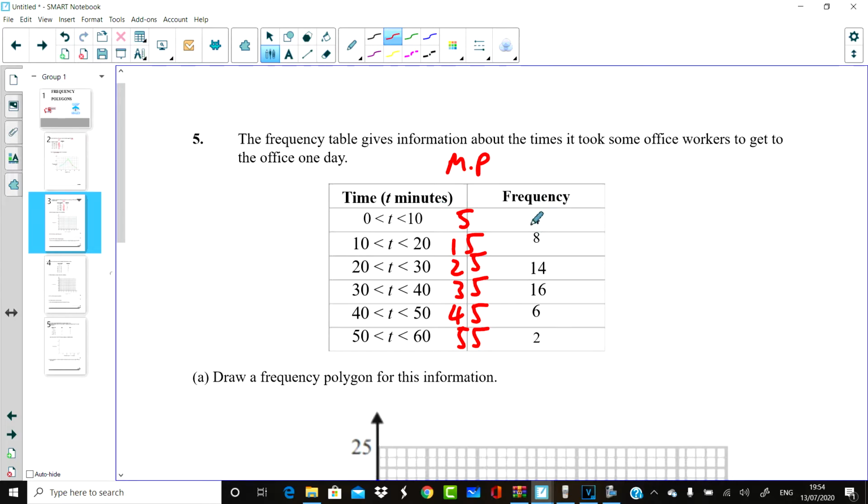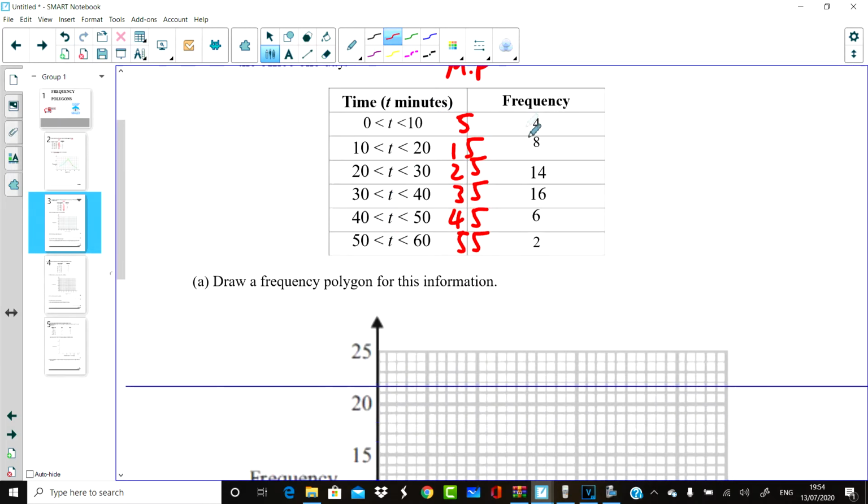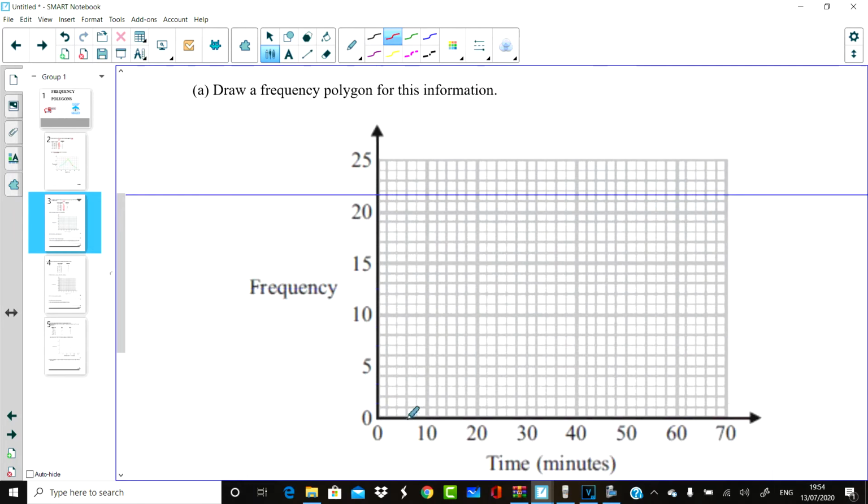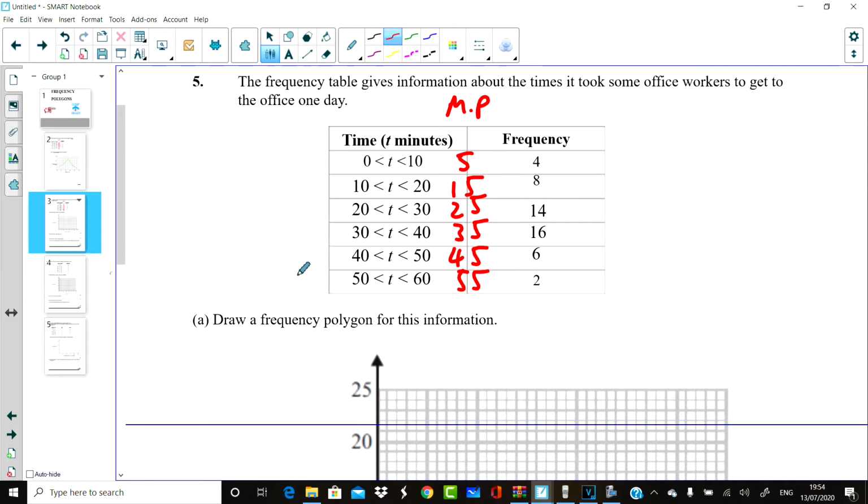So the first one is 5 minutes against 4. If I go to 5, the axis goes up by 2s: 2, 4, 6, 8, 10. So each one is going up by 1. So 5 is over here, and then 4 is going to be there. The second one is we have 15 against 8.